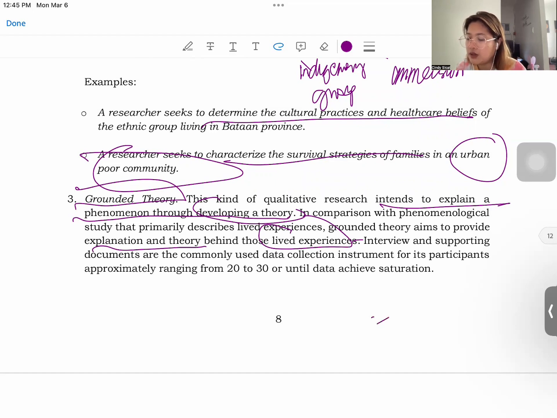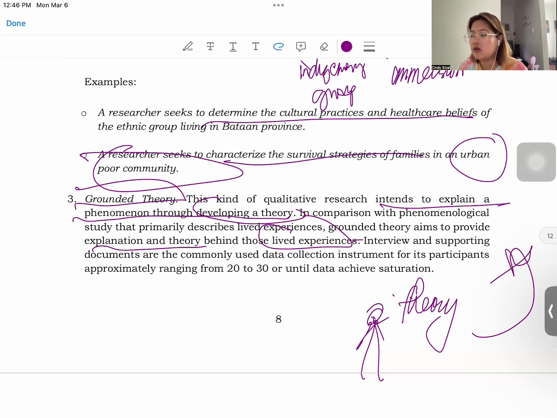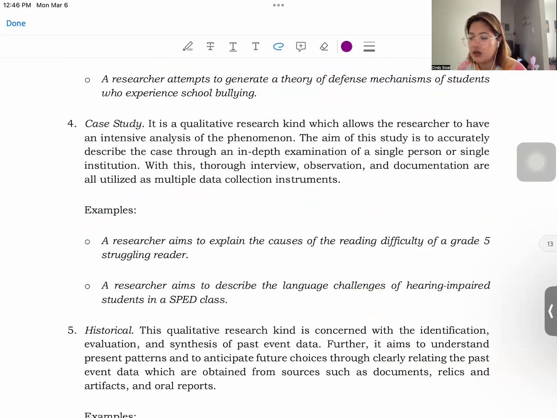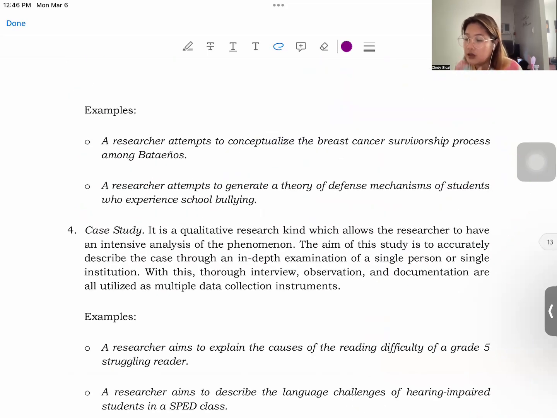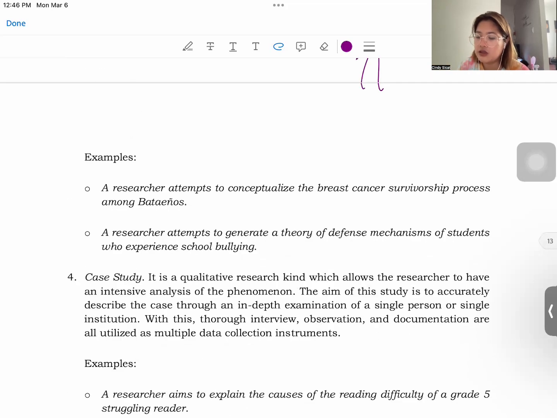So, ano kailangan dito? So, may mga experiences sila from number 1. Ngayon, when a person tries to make sense out of the situation, then a theory is formulated. Grounded theory approach na yun. Okay? Personally, hindi pa ako gumawa ng ganitong paper. So, I don't know if ever I'd be given a chance. And then, ang kailangan dito is interview and supporting documents. Okay? So, ayan. Moving on. So, ito, conceptualize breast cancer survivorship process and then generate a theory of defense mechanisms of students. So, ang movement din nito is definitely inductive, okay, from specific to general. Then we also have case study, okay.